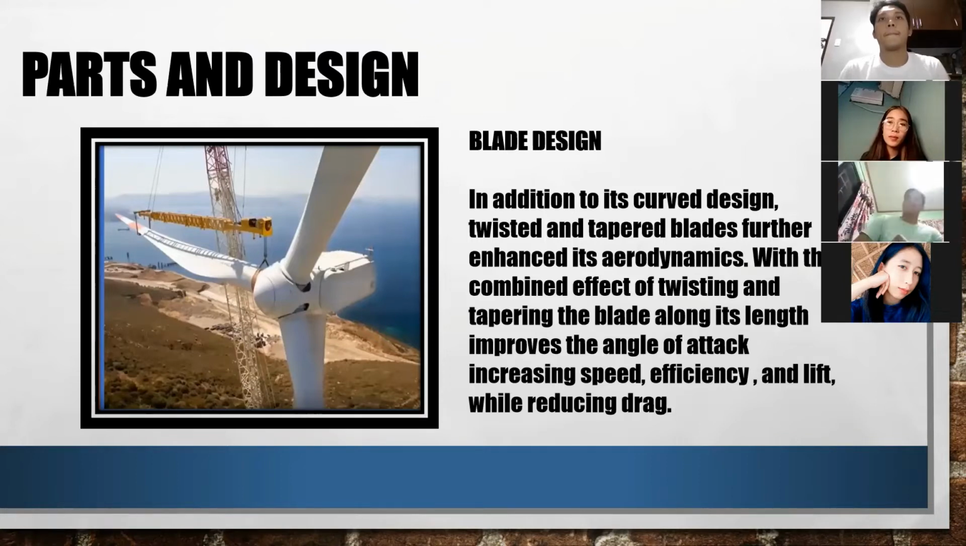Okay. So, sinasabi rin dito na twisted and tapered blades further enhance its aerodynamics. So, nakakatulong yung design niya na yan para yung pag-ikot niya, hindi siya nakakasagabal or para bang nakakasakto siya dun sa may, hindi siya basta-basta tutumba. Parang ganun. Kasi malaking part din kasi yung blade design sa pagbuo ng isang wind turbine. So, nakakapag-increase siya ng speed, ng efficiency, and nare-reduce niya yung pagdadrag. Next.